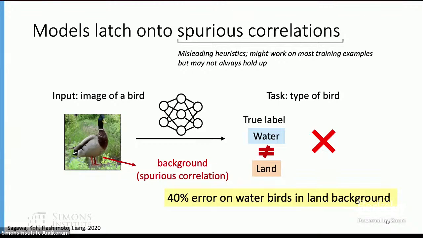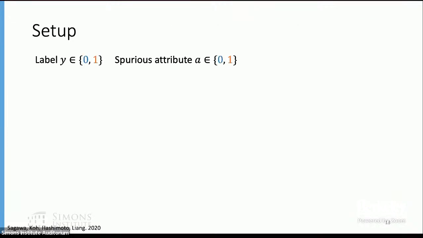So here is a setting where we know that the background is a spurious correlation, and there is a lot more signal in the foreground that the model should be picking up on. We're trying to look at how we get a model to actually do that. The way we set this up is, let's assume it's binary classification for simplicity, and that there are two kinds of backgrounds. So your spurious attribute can take one of two values, and your label can take one of two values.